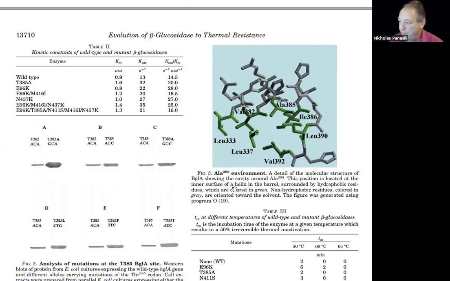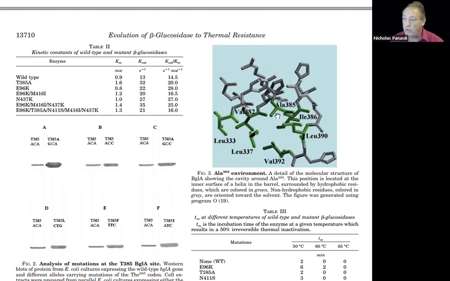Then we'll come over here to figure 3. This is the alanine 385, so alanine at position 385, the environment around it, it's showing you a little picture from their crystal structure, so you can see what other amino acids are around it. A detail of the molecular structure of BGLA showing the cavity around ALA 385. This position is located at the inner surface of a helix in the barrel, surrounded by hydrophobic residues, which are colored in green. Non-hydrophobic residues colored in gray are oriented towards the solvent.